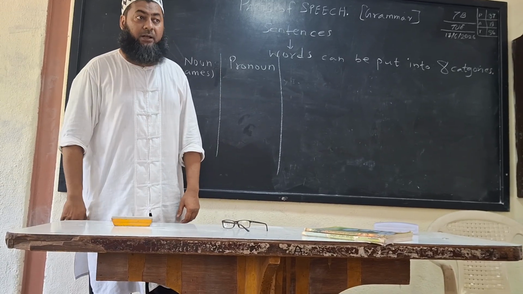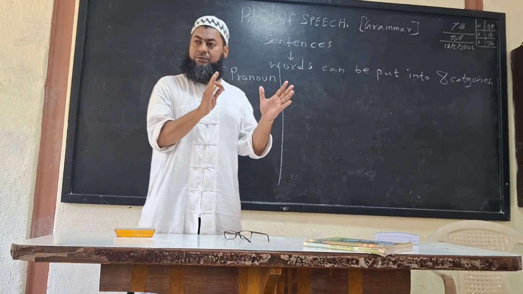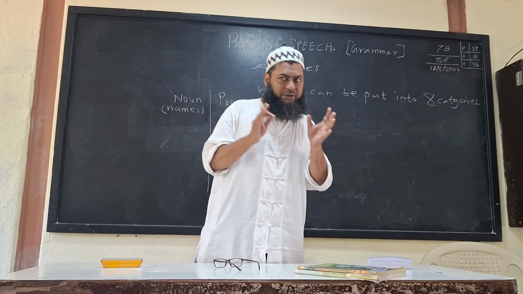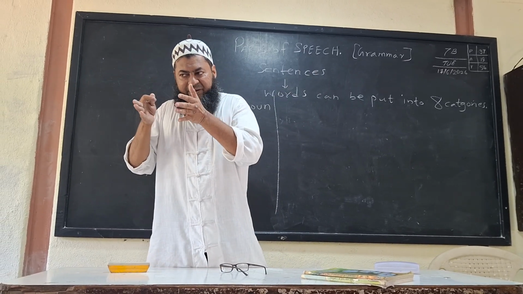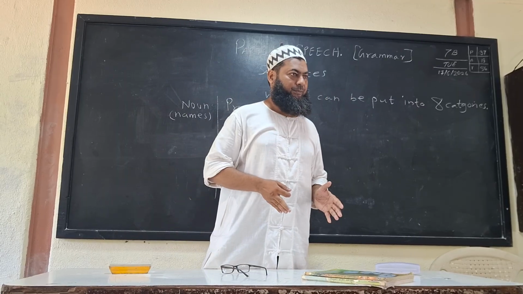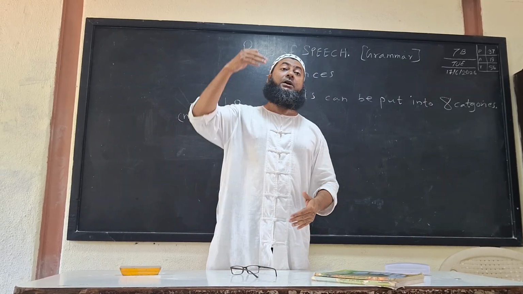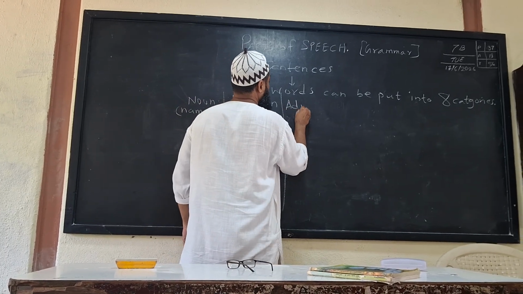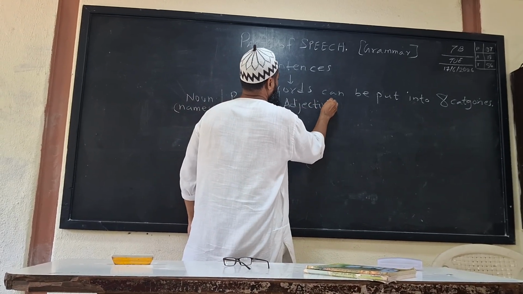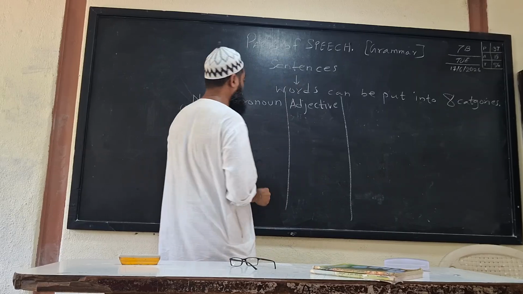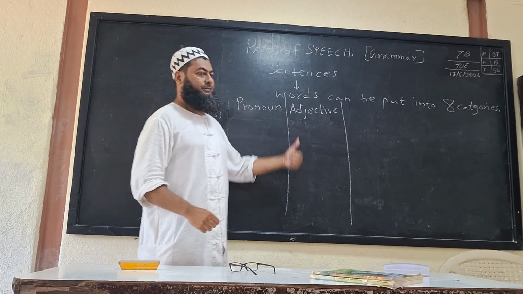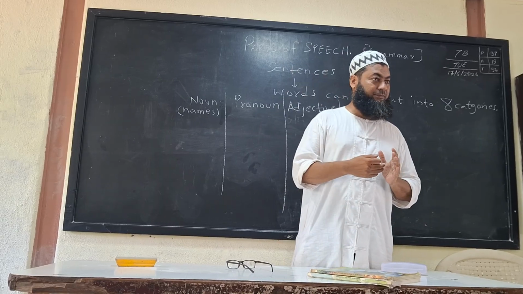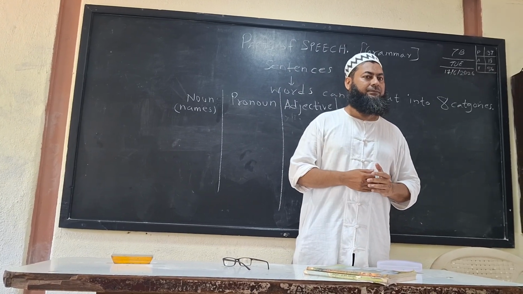And then again we have words that show quality. Words that specifically show the quality of a noun, we call them adjective. So remember, up till now we have 1, 2, 3. Out of 8, 3 we have discussed. The remaining we will discuss now.